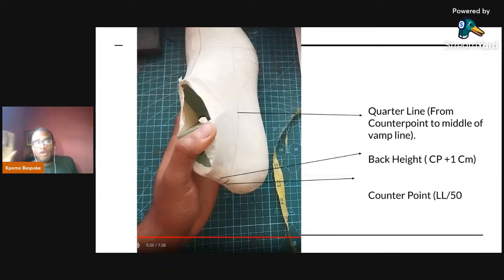So I've talked about the rule of quarters. There is only one variation. There is only one measurement that I do that is not either 1/4 of the last length or 1/8 of the last length, or a multiple or a factor of those two things. And that is the counterpoint. Let me remove this. So that's the counterpoint, like I said. The counterpoint is at the back of the last, like this.